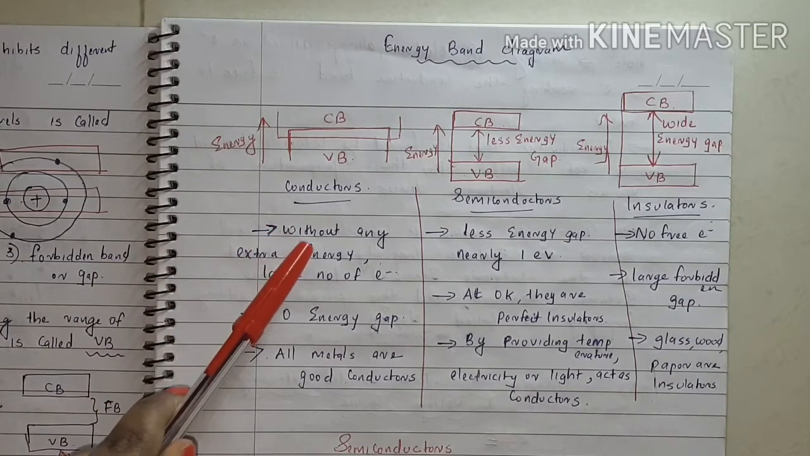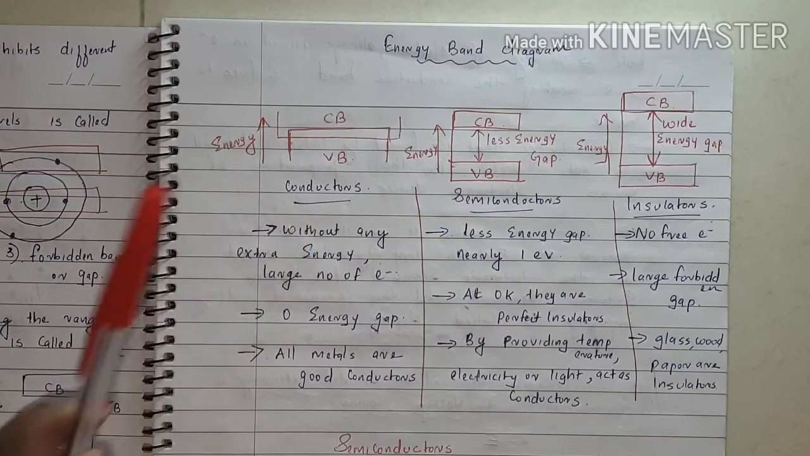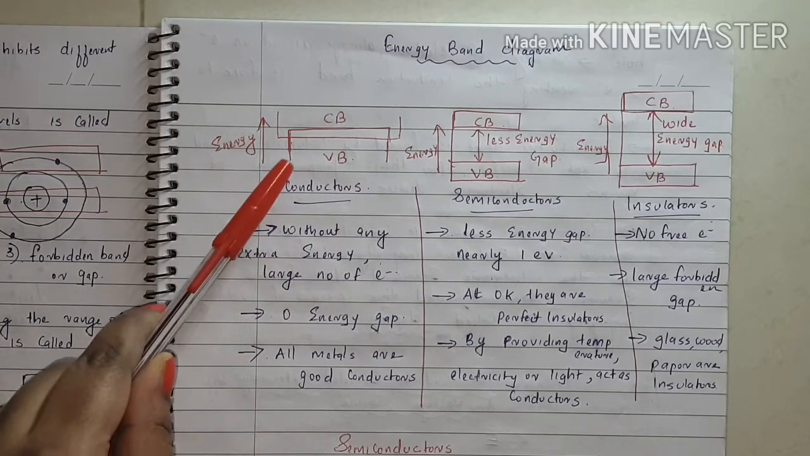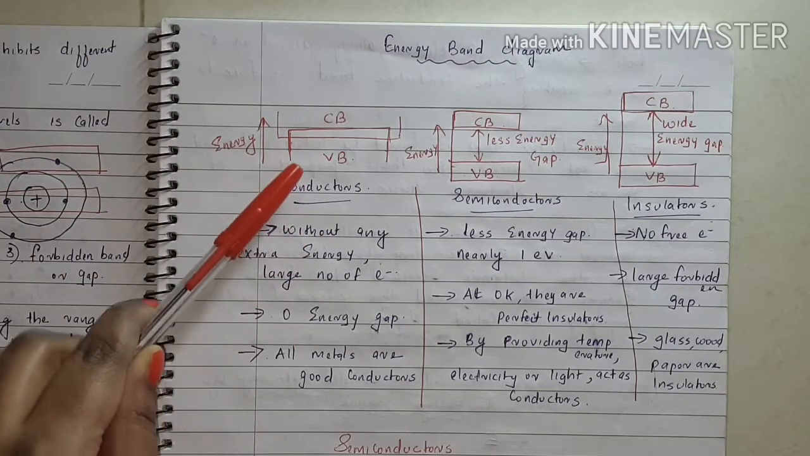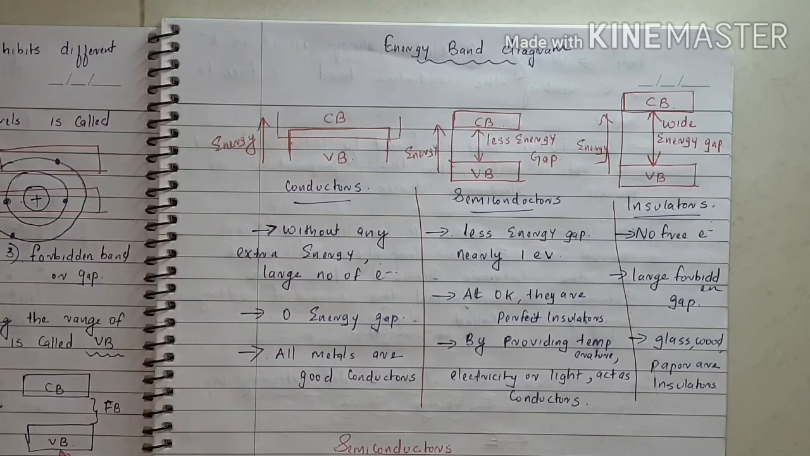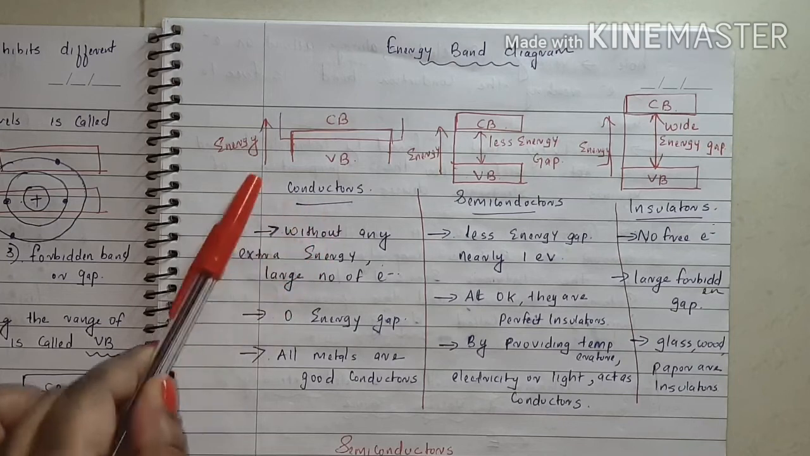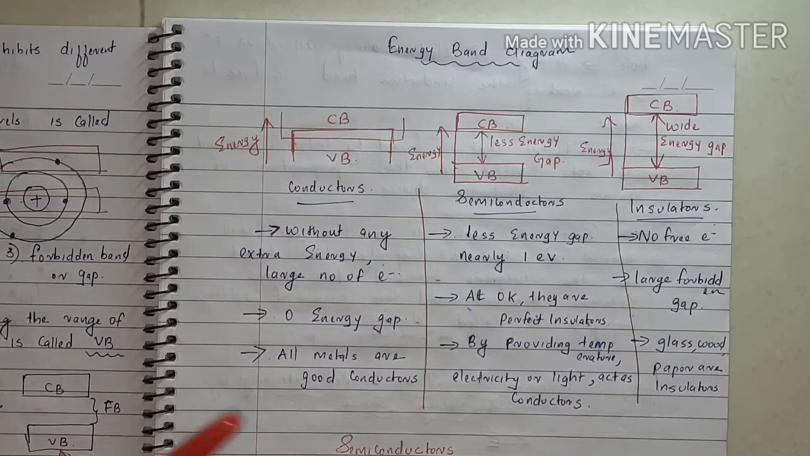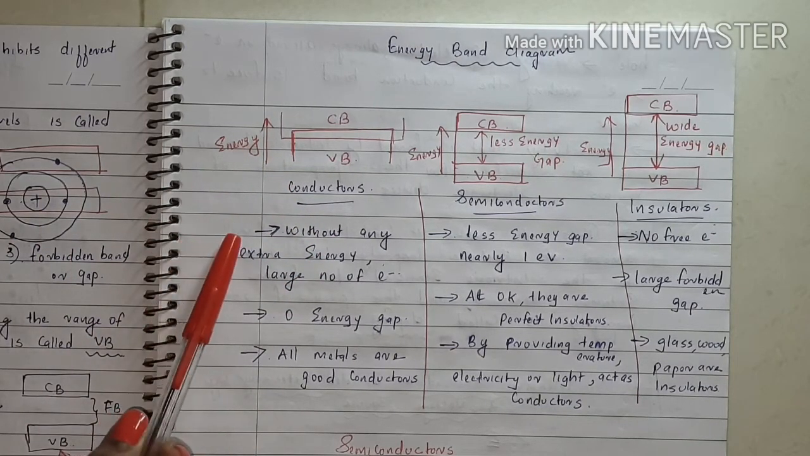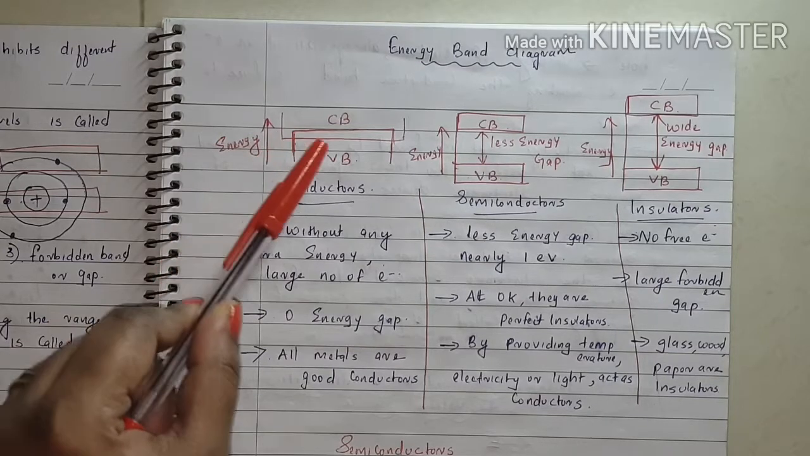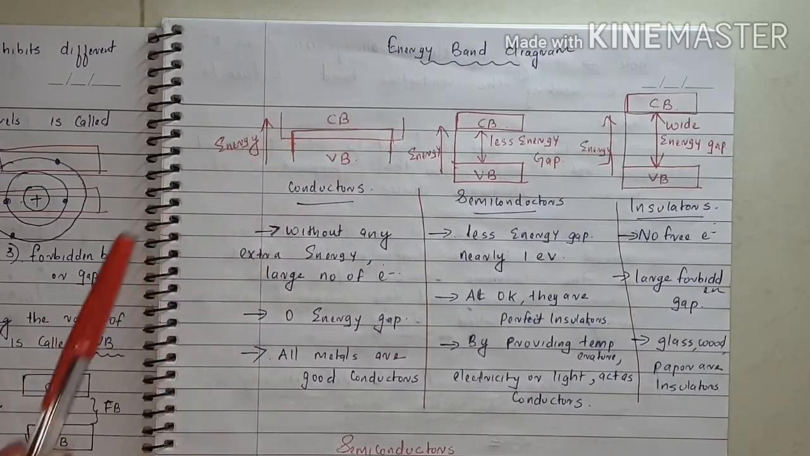First we will discuss the energy band diagram of conductors. Here there is no energy gap between valence band and conduction band. That is, they overlap with each other. There is zero forbidden gap. So without any extra energy, there will be a large number of free electrons in the conduction band.